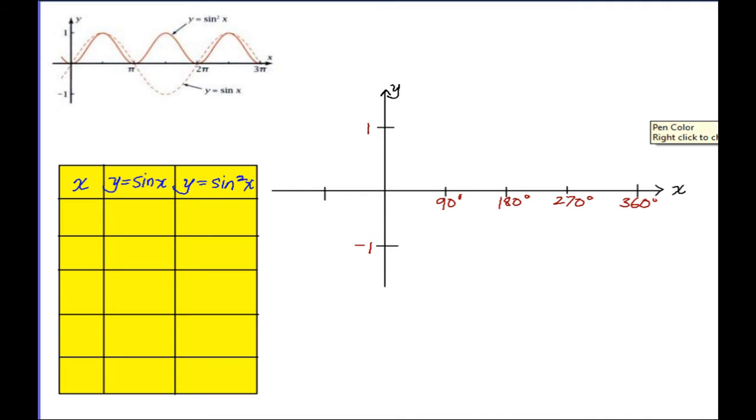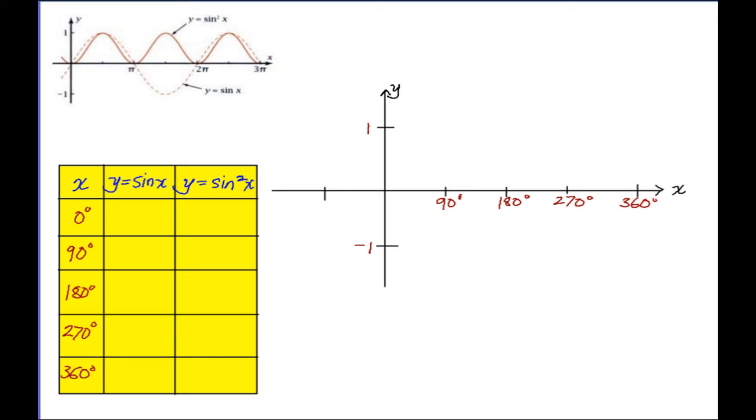We will have the same values of x, from 0 going to the first revolution, 360 degrees. So 0 and then 90. You could also use the radian mode here. To convert degrees to radians, all you need to do is multiply the degrees by pi over 180. So this is 180 degrees, this is 270 degrees, and this is 360 degrees.